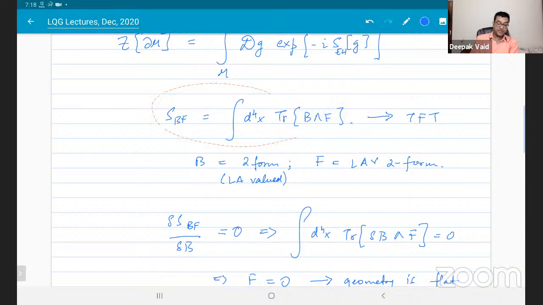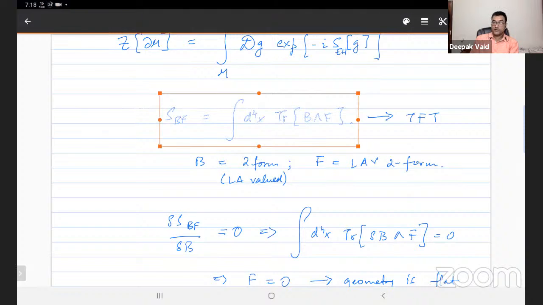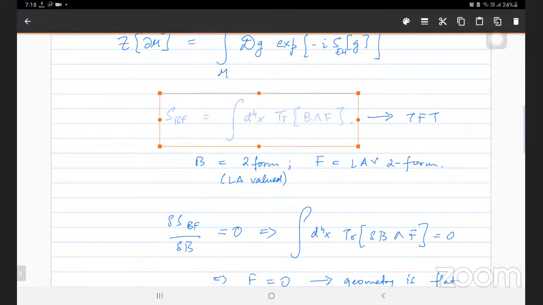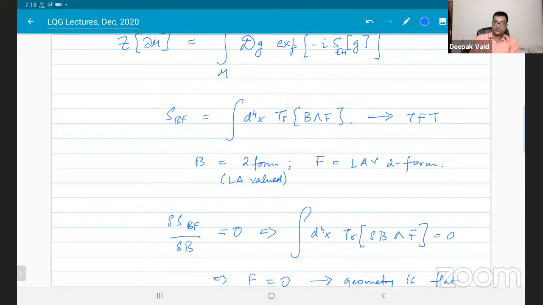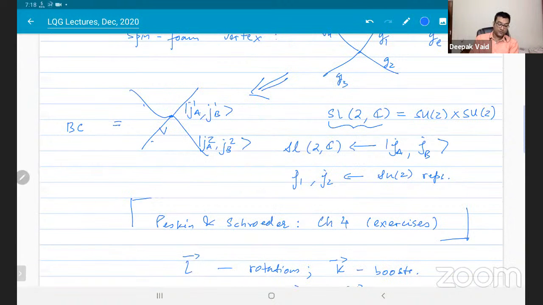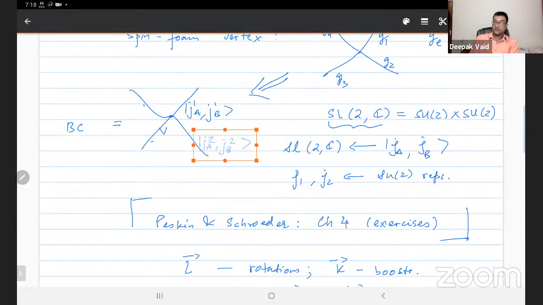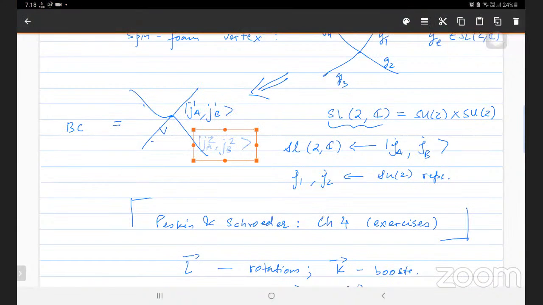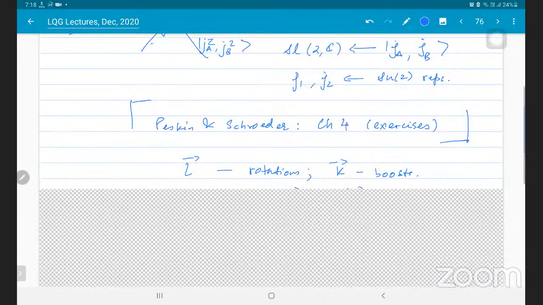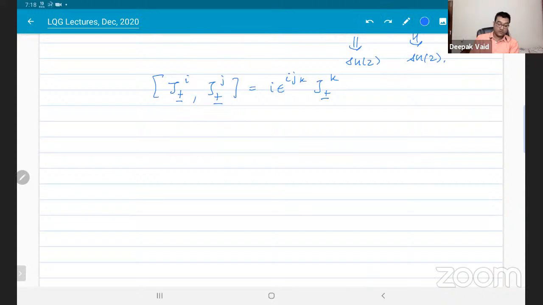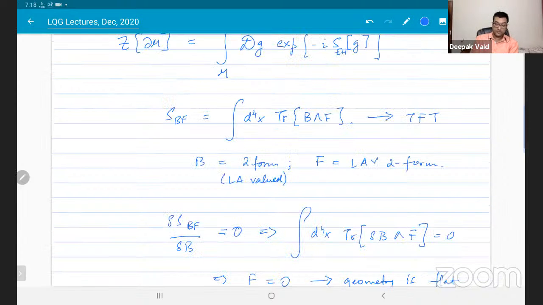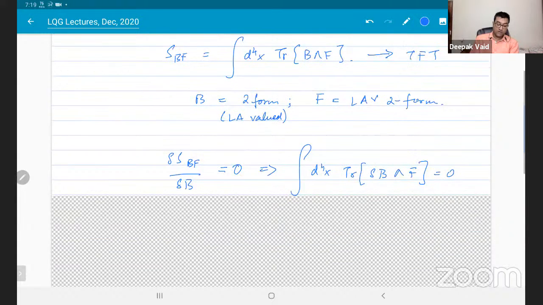Okay, so if you take this BF action and you discretize it, and then you label all the edges with SL2C elements, you will get this picture. Now, what happens is that we don't want the BF model. We want GR. We want general relativity. So how do we get general relativity?